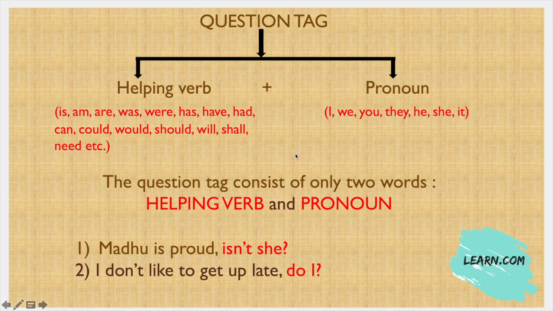Now see the example. Madhu is proud. Here the question tag consists of two words. First one is the helping verb, second one is the pronoun. In the second sentence also, I don't like to get up late, do I? Helping verb and the pronoun. So every question tag will consist of only two words, the helping verb and the pronoun. Again, you can see the basic rule is applied here. The sentence is positive, that is why the question tag is negative. Not is inserted here. In this sentence, not is already there, so the tag is positive.